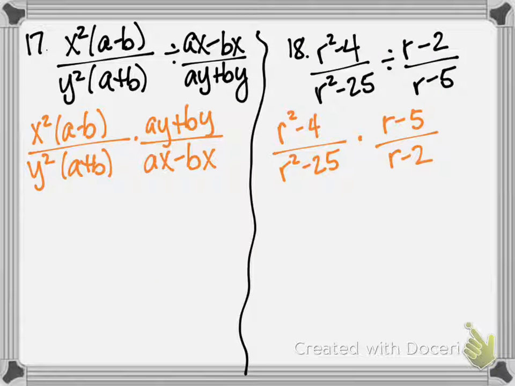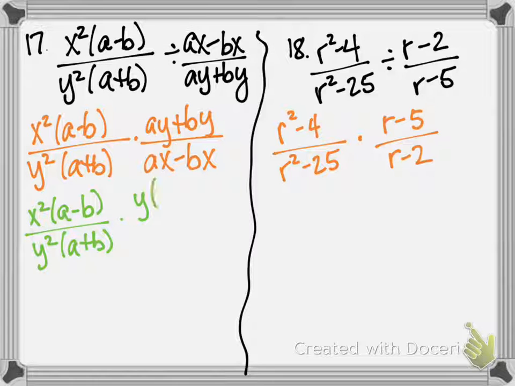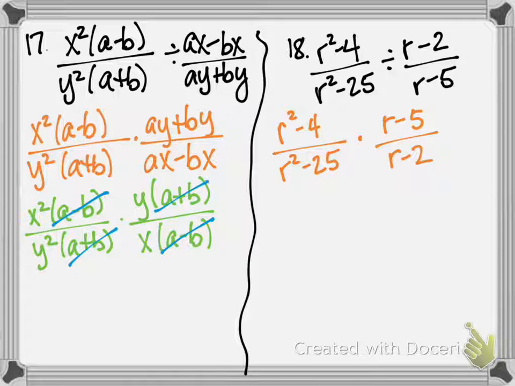All right, number 17. So the first fraction is actually already in factored form, so we don't need to do anything with it. The second fraction, what we're going to do on the top is we are going to factor out a y, and you are left with a plus b. The bottom, we're going to factor out an x, and you are left with a minus b. Now you can go ahead and you can start simplifying. So the a minus b's cancel, the a plus b's cancel. 1x on top cancels with the x on bottom. 1y on top cancels with 1y on bottom. And you are left with the answer of x divided by y.